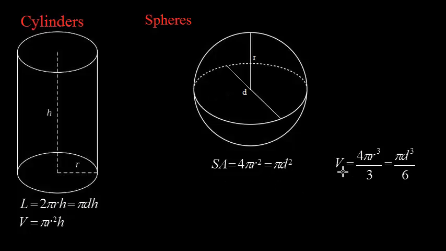The volume, we have 4 pi times the radius cubed, all divided by 3, which is the same as pi times the diameter cubed divided by 6. So either method we can use there, depending on whether we know the diameter or the radius. Of course, if we know one, we can always find the other. The radius is always half of the diameter, or the diameter is twice as long as the radius.